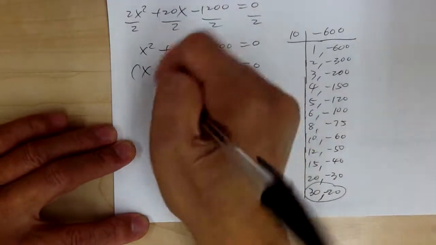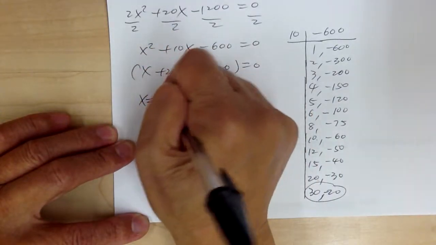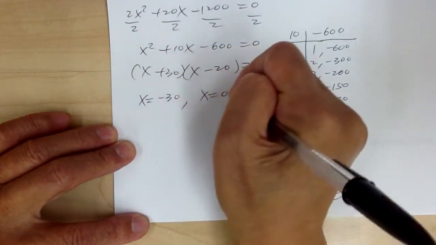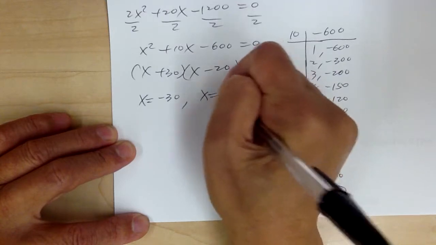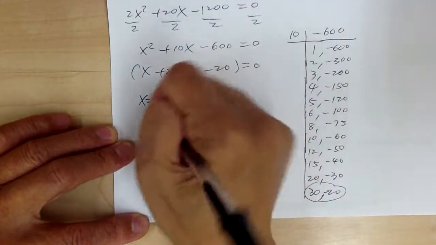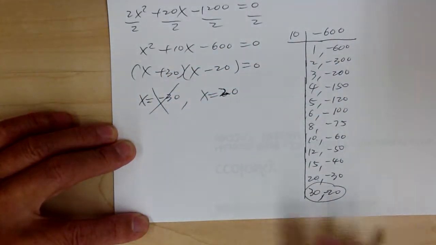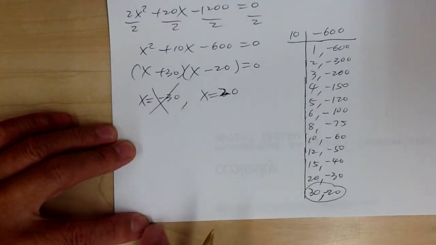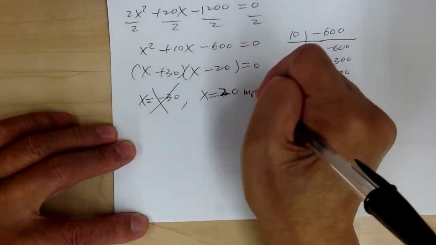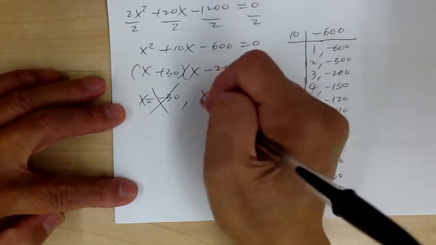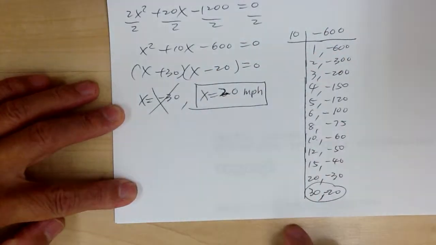Okay, so from here you're going to get x equals negative 30, and x equals 20. And this one is no good because you're looking for speed, right? So speed is not going to be negative, and so this is it, so it'll be 20 miles per hour. Okay.